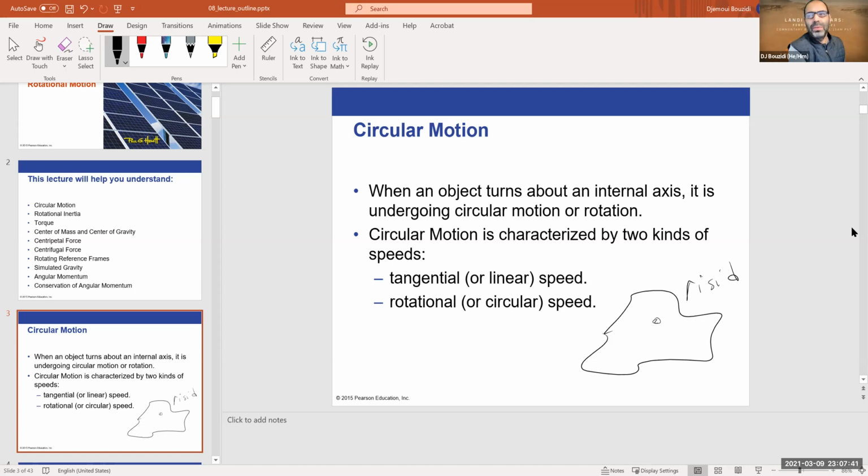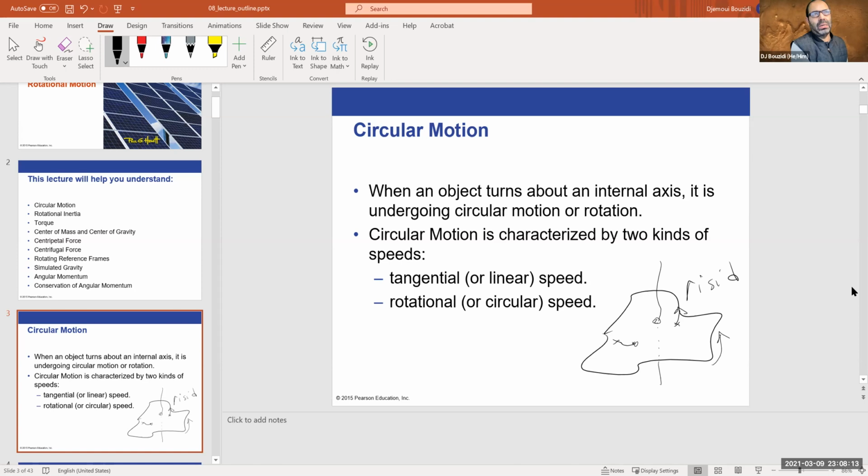Let's say, for example, a frisbee, okay? And make a hole somewhere and pass a rod in here so that the object can spin around it, okay? So in this case, it's going to go around that axis, okay? And the axis can be anywhere around it. So this is characterized by two things. On any given point, this point, for example, and this point in here, they're moving around that axis with their own velocity. This is what we call a tangential velocity.